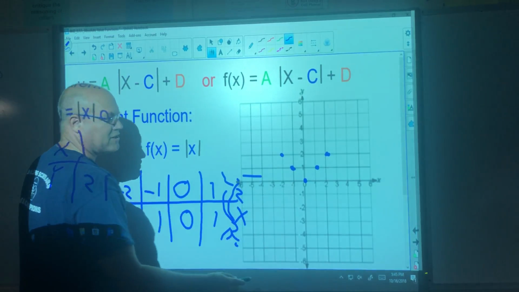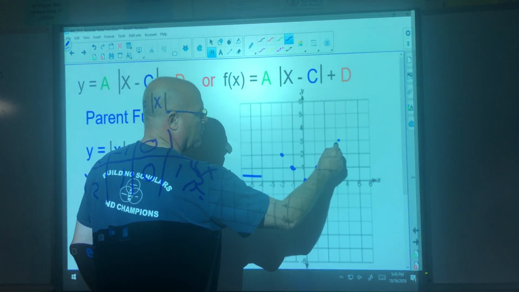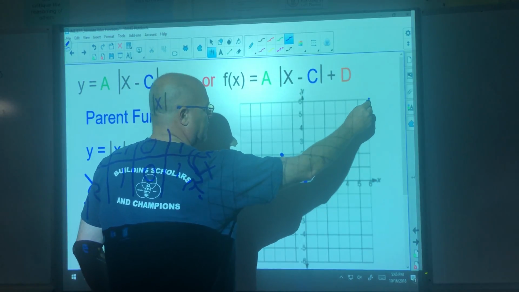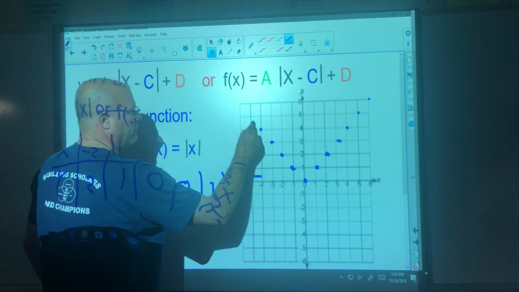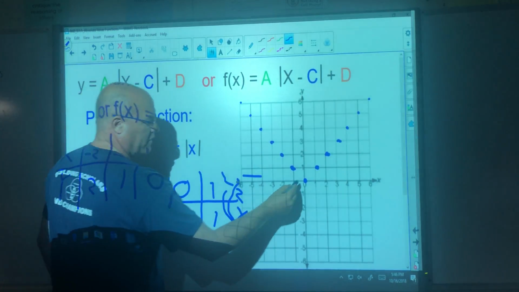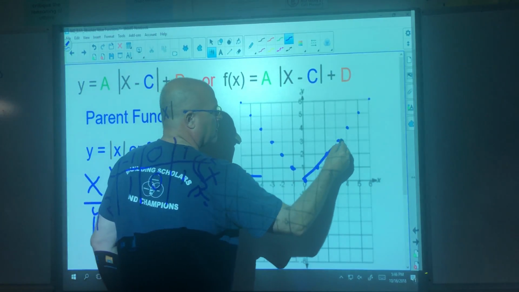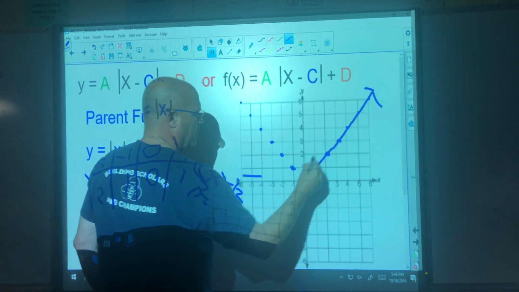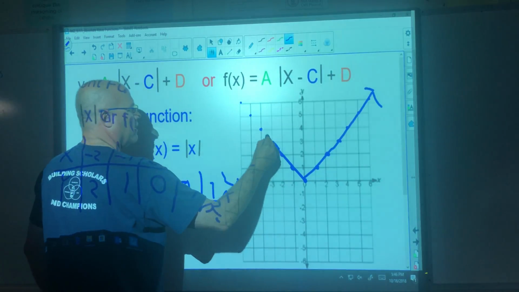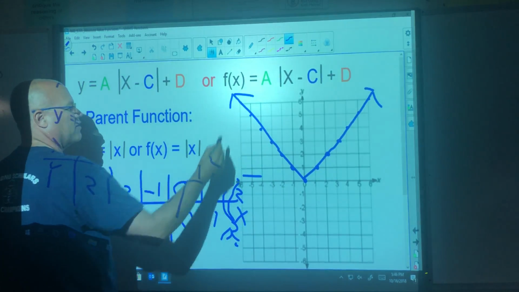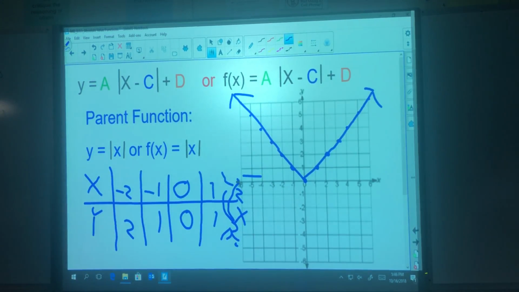So as we saw in class, we get a V here. So I'm just going to finish it off. We could just do the full table of values. I'm going to graph it here, and this is my parent graph here. It is a V for a linear absolute value function. All right? So again, get that down. Go to the next example.